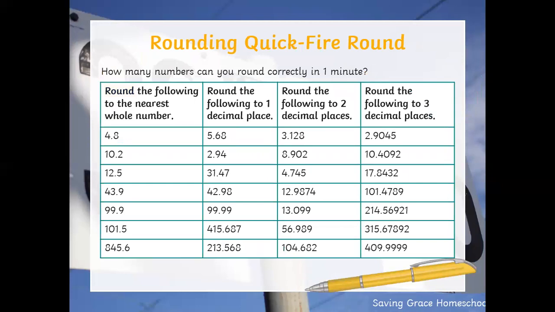Okay, how many numbers can you round correctly in 1 minute? Rounding quick fire round. Okay, you have to round all these numbers. Round the following to the nearest whole number, and then round the following to the 1 decimal place, and then round to 2 decimal places. Okay, so when you're ready, do you have a piece of paper? Do you have a pen? Are you ready to go? I will set the timer to 1 minute. Ready, set, go.